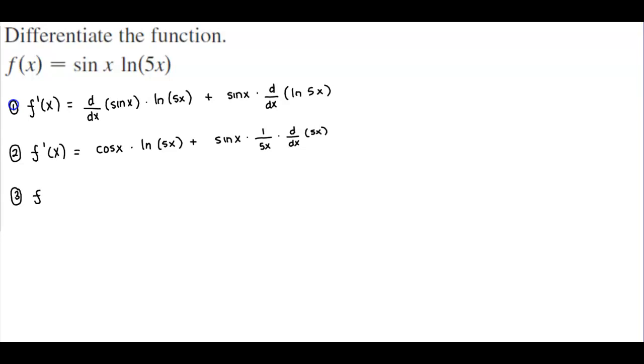So we have f prime of x, which is going to equal the cosine of x times the natural log of 5x, plus the sine of x times, well, this becomes 5 over 5x. And so what do we know about that? We know that we can simplify the 5s.